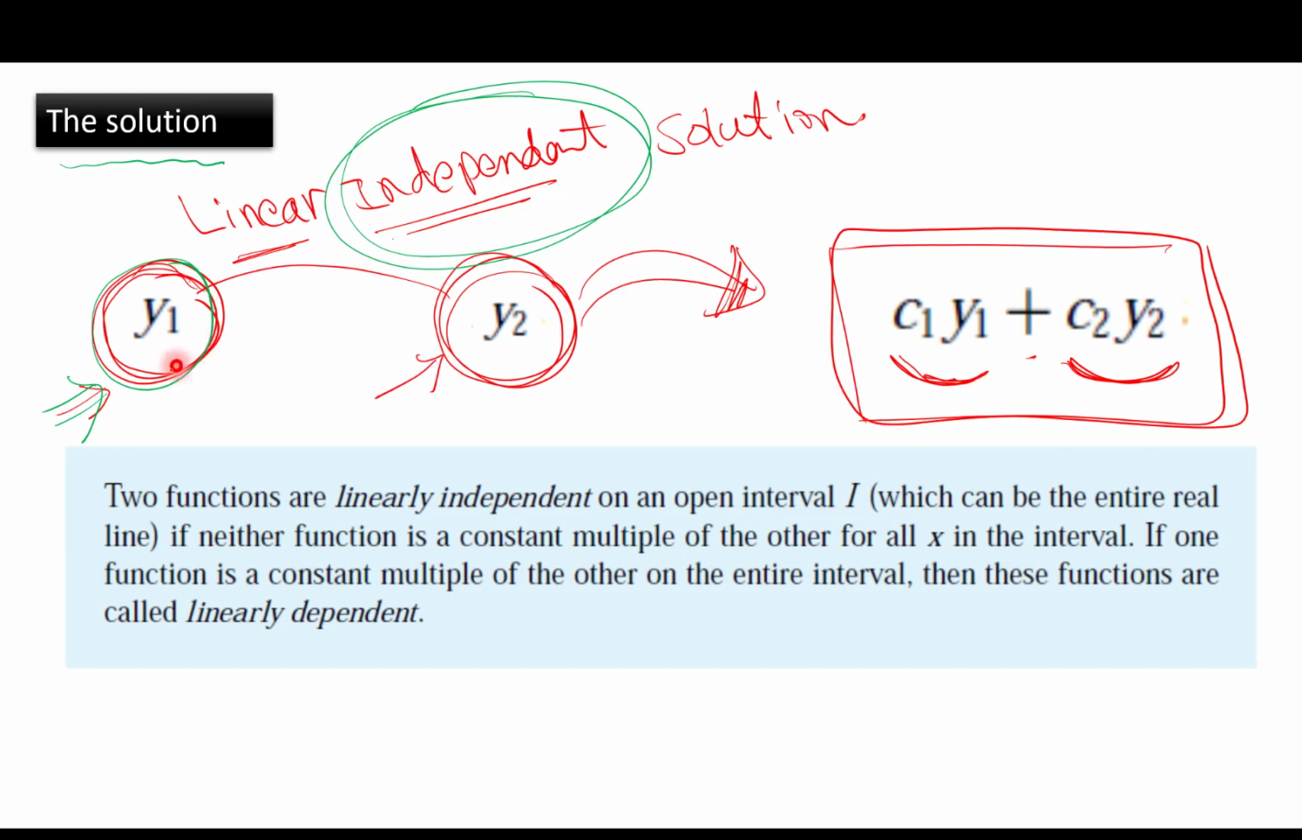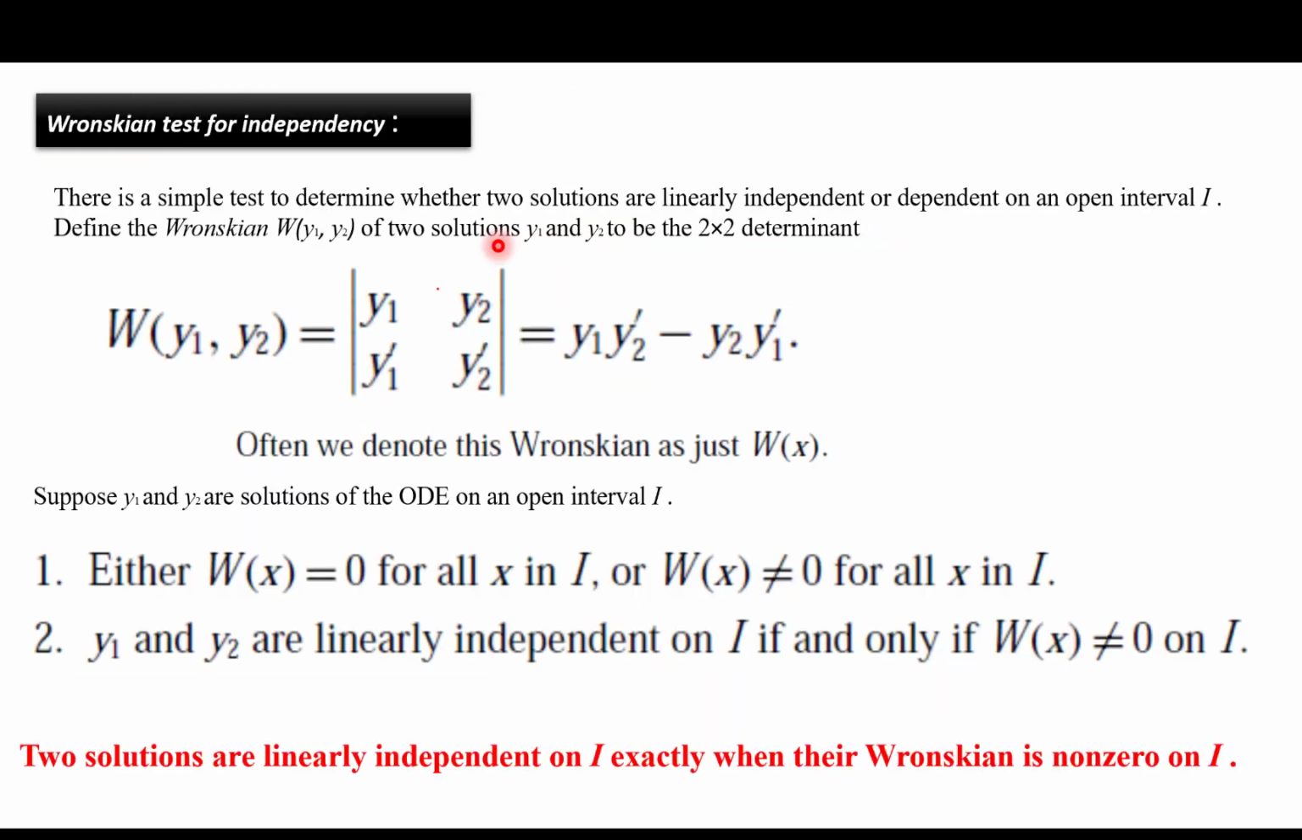So we need to guarantee that y1 and y2 are independent. Then we checked something called the Wronskian test. We put y1 and its derivative in the first column, and y2 and its derivative in the second column, and get the determinant. We found that if y1 and y2 are going to be linearly independent, our Wronskian should not equal 0. This is the main condition for us.